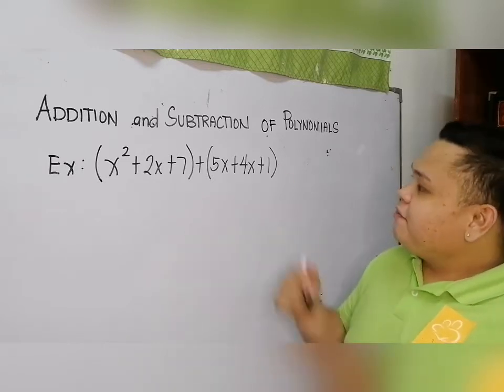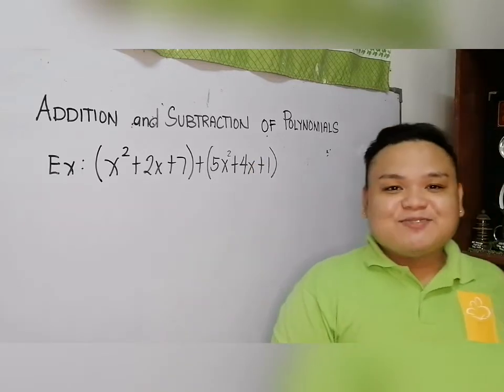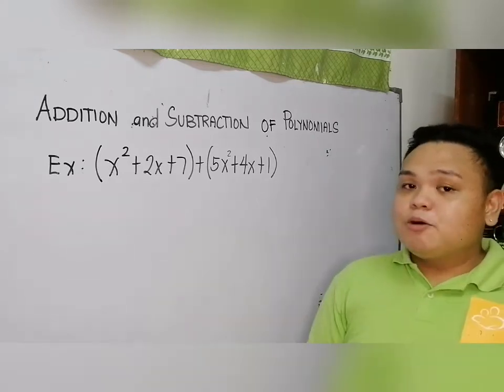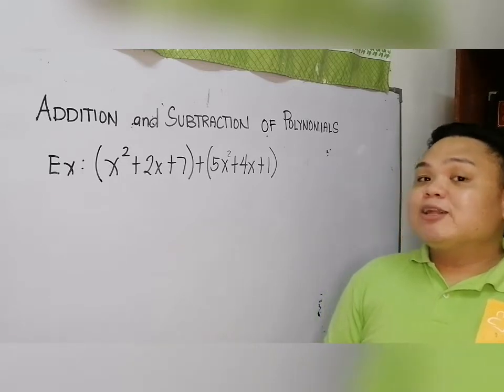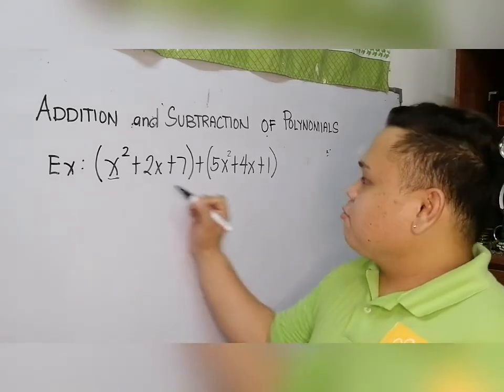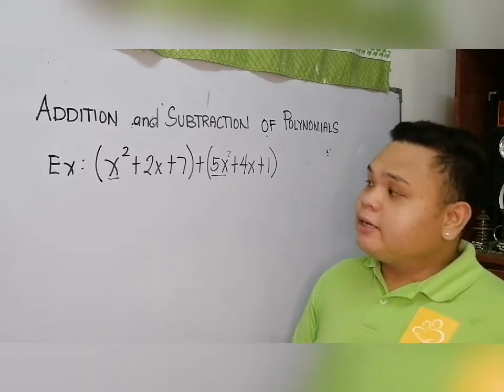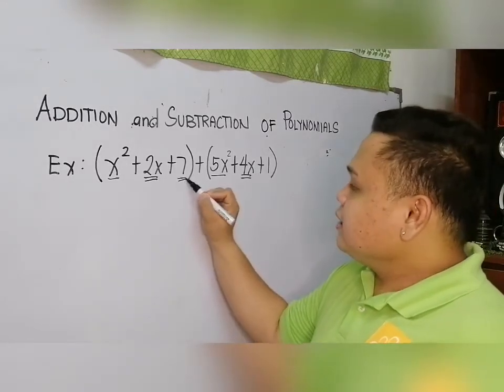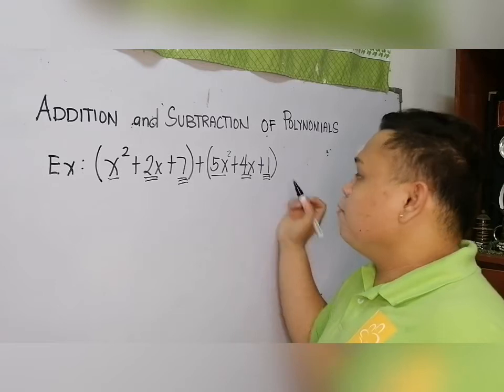For our next example, let's have x squared plus 2x plus 7, and then we have here 5x squared plus 4x plus 1. Now in this case, again, we're going to look for the terms with the same literal coefficient. We have here x squared and 5x squared, 2x and 4x, positive 7 and positive 1.